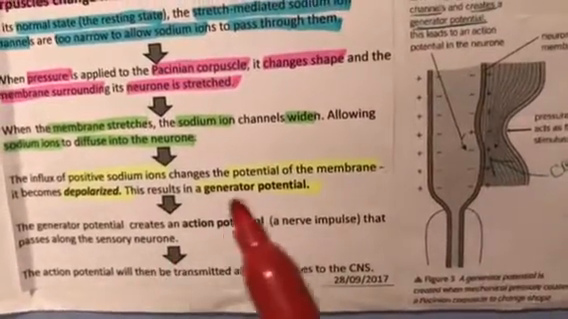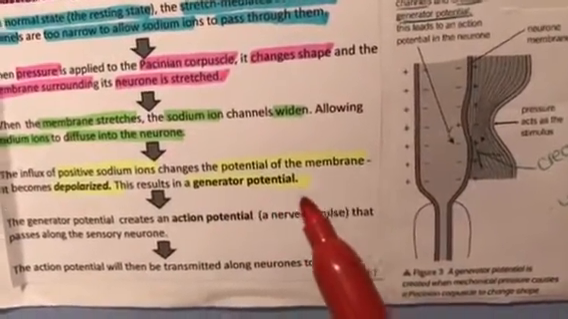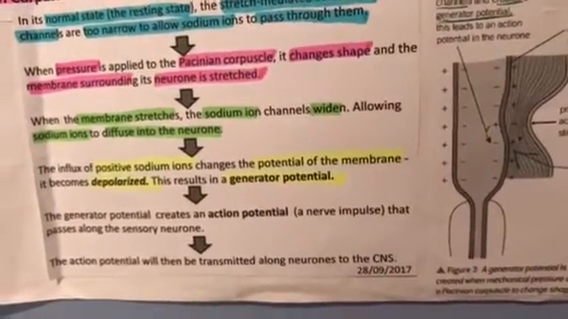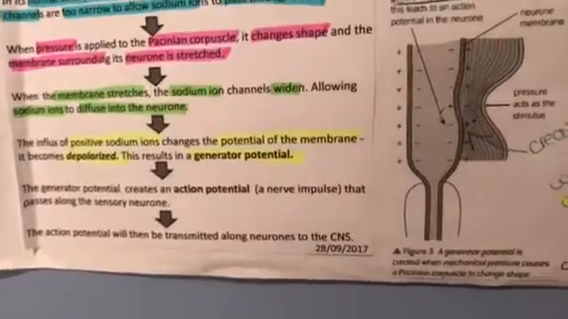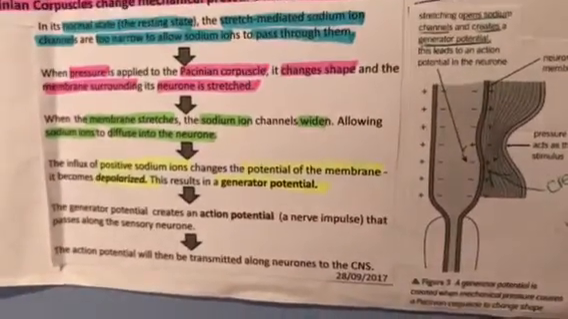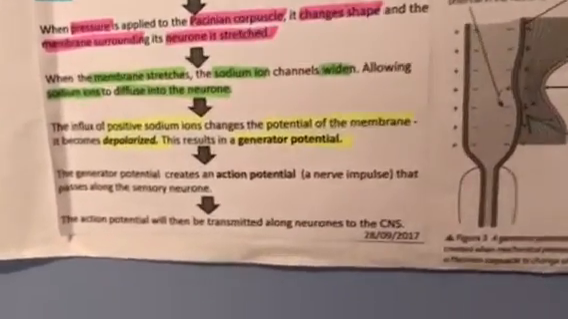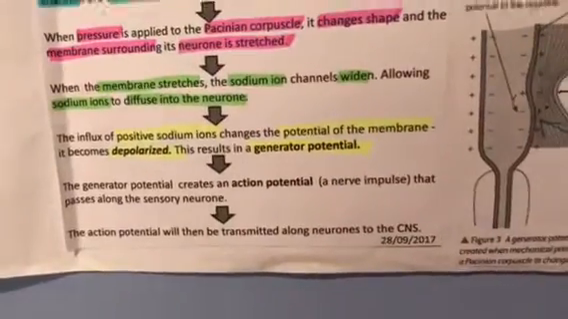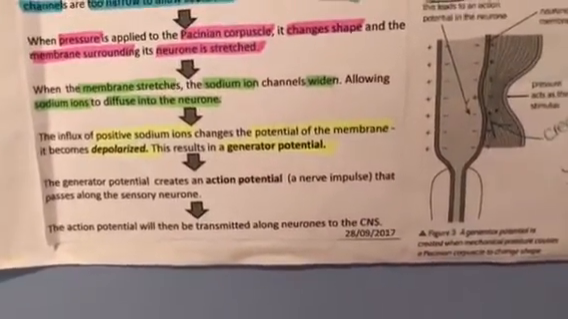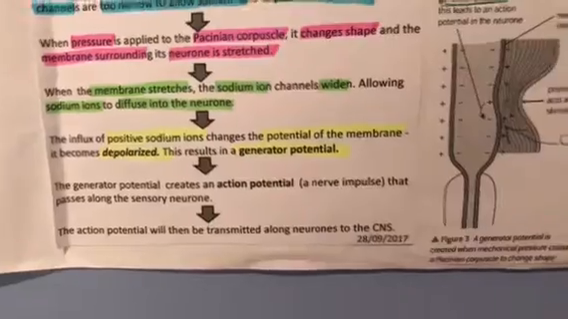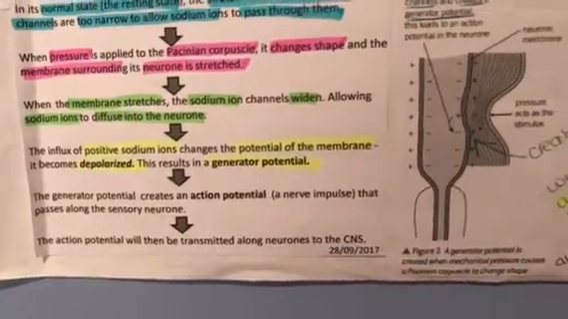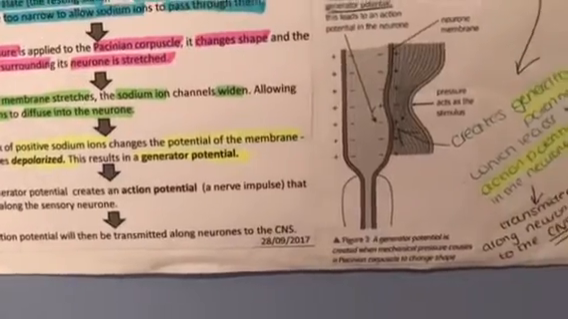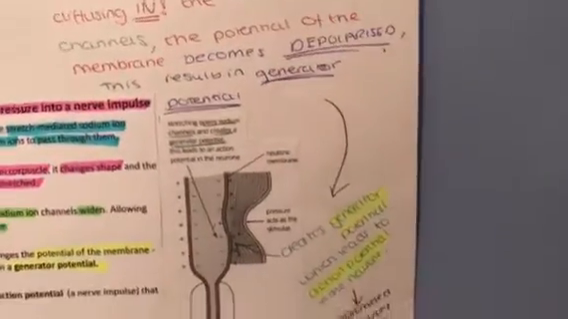So when the influx of positive sodium ions changes the potential of the membrane, it becomes depolarized. This means a generator potential. The greater the potential, it creates an action potential, a nerve impulse that passes along a sensory neuron. The action potential will then be transmitted along a neuron to the central nervous system, as we can see here.